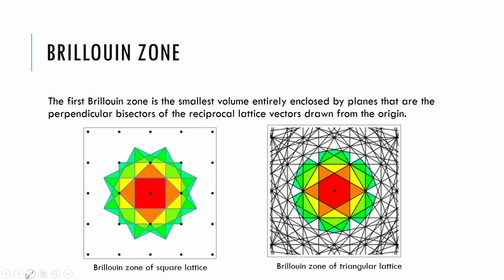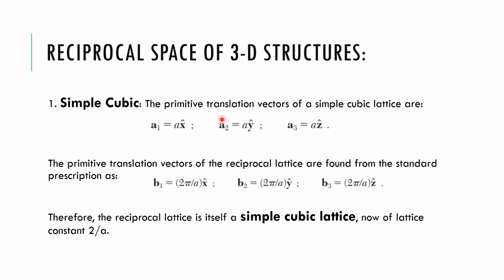Now, the reciprocal space of 3D structures. In 3D structures we have simple cubic, body centered cubic and face centered cubic. Now let's see what the structure is in reciprocal space. In real space, if a structure is simple cubic, how will it appear in reciprocal space? As we know from the previous video, the primitive lattice vectors of a simple cubic structure are a1, a2 and a3, given by a1 equal to a x-cap, a2 equal to a y-cap and a3 equal to a z-cap.